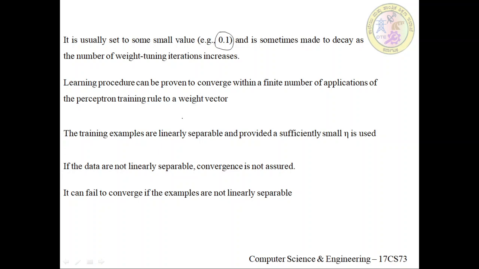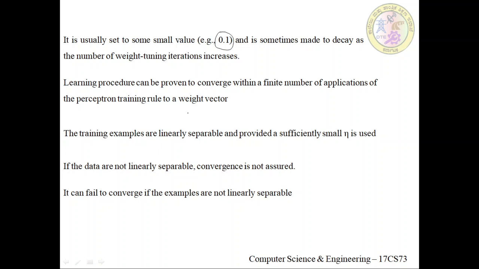The learning procedure can be proven to converge within a finite number of applications of the perceptron training rule to a weight vector that correctly classifies the training examples, provided the training examples are linearly separable and a sufficiently small eta value is used. If the data is not linearly separable, convergence cannot be assured, and it can fail to converge if the examples are not linearly separable.